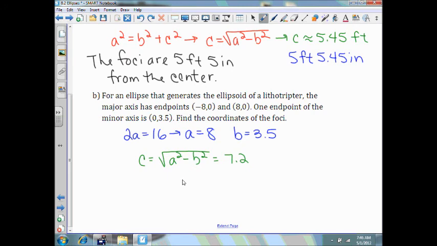So the coordinates of my foci will be (7.20, 0) and (-7.20, 0). So again, that would be 7.2 units from the center on one side. The person's kidney will be 7.2 units from the center on the other side.